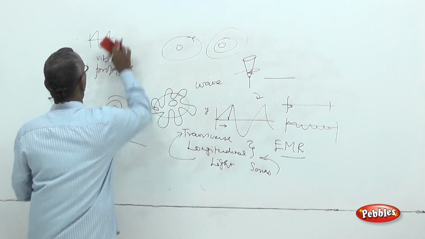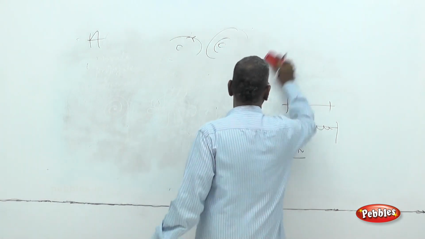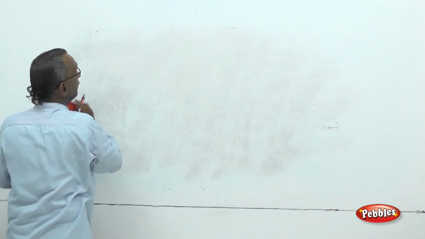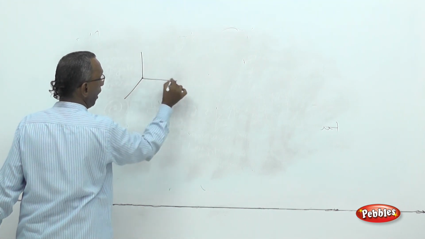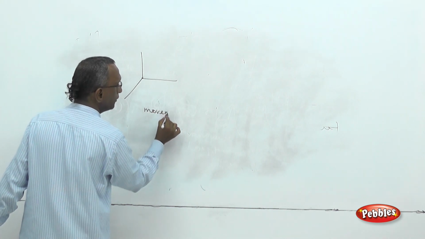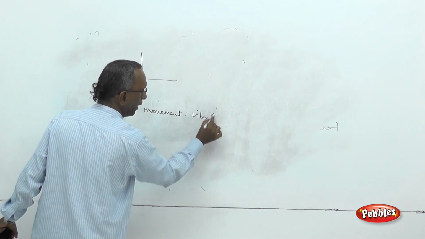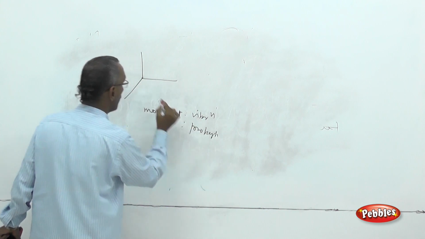Now we have to see the salient aspects which you have studied about electromagnetic radiation. Electromagnetic radiation, as the name implies, consists of two components: an electric component and a magnetic component. Its movement is of two types, vibration and propagation. It vibrates in one direction and propagates in another direction.